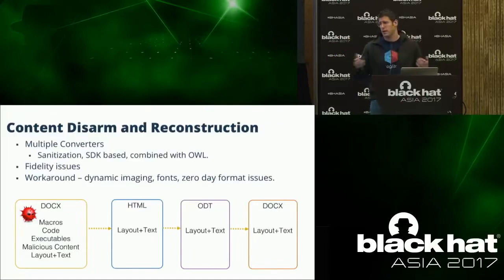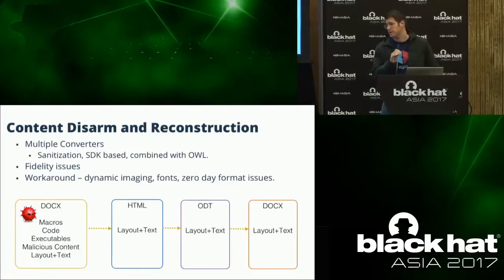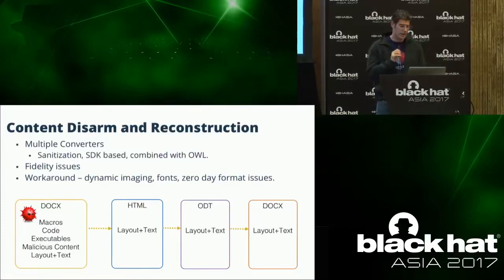So obviously macros go away after you save a document as HTML and then reconstruct it back to a docx file. That's pretty fast. It's not a slow process. It's also pretty good in terms of security. The main issues would be around fidelity, right?